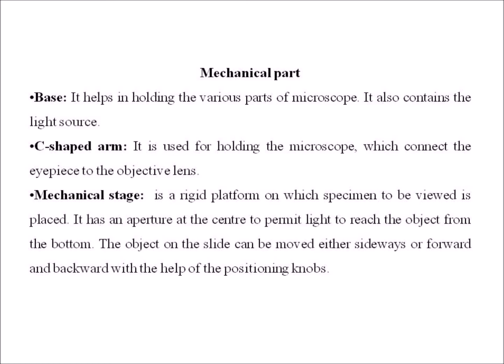The third one is the stage. It is a rigid platform on which the specimen to be viewed is placed. It has an aperture at the center to permit light to reach the object from the bottom. The object on the slide can be moved either sideways or forward and backward with the help of positioning knobs.